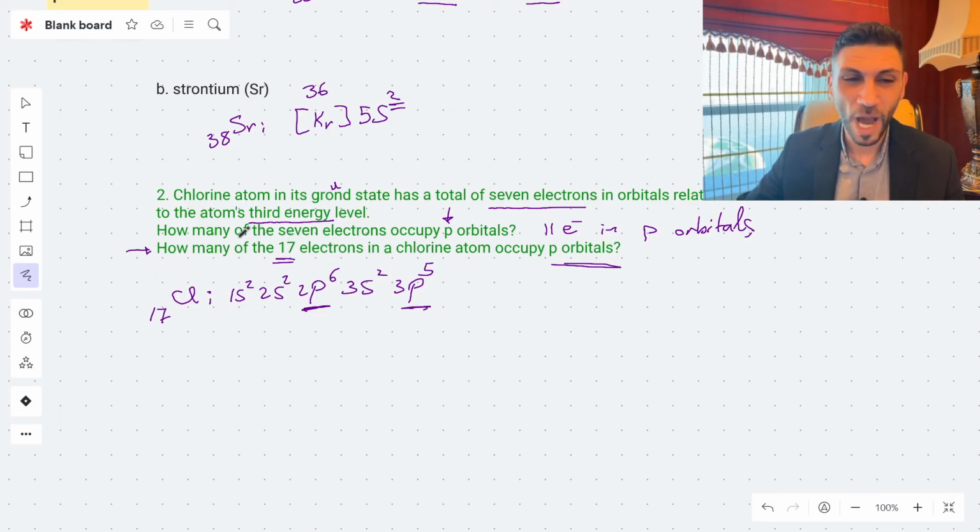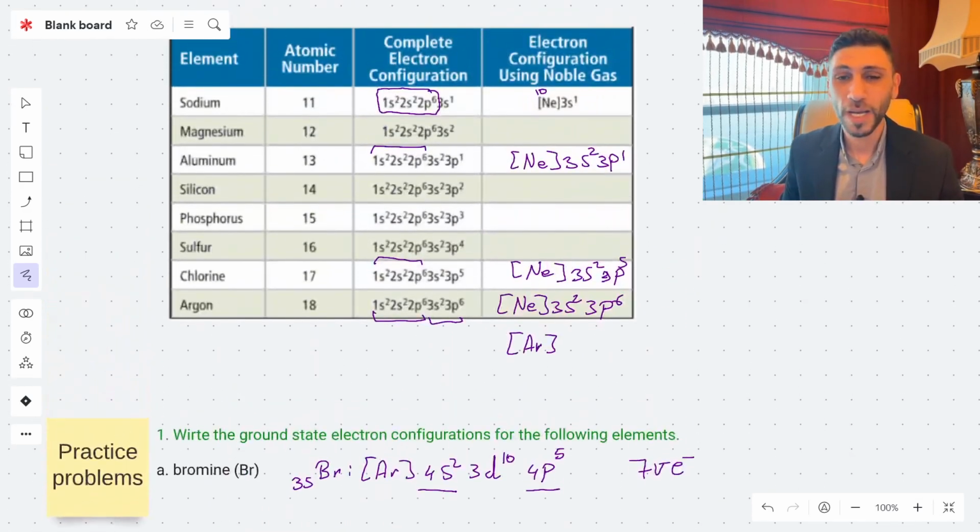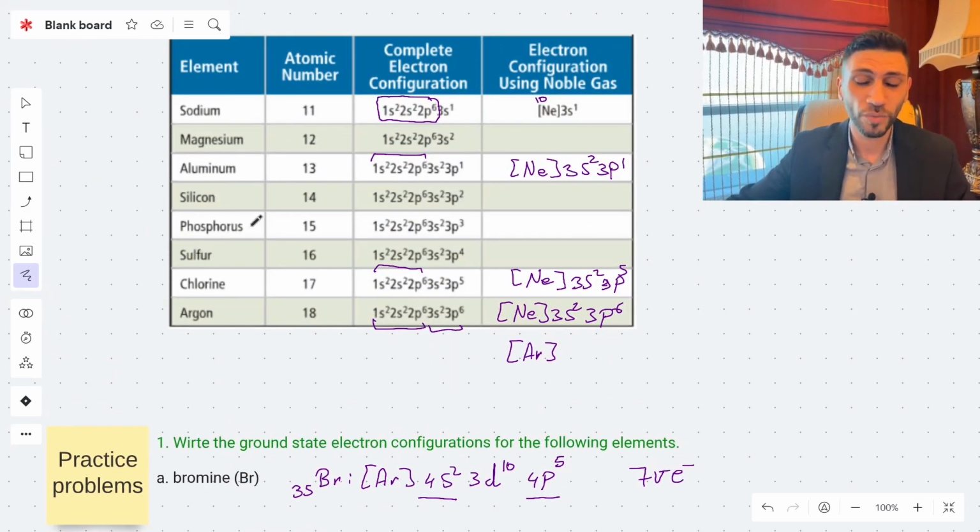But here, how many of the 7 electrons? The 7 electrons in the outer shell. So those are the 7 electrons, and we only have in the outer shell 5 electrons in 3p. So it's going to be 5 electrons here. And in the second one we have 11 electrons, because 5 and 6, 11 electrons. So the electron configuration is very simple. Using the noble gas notation is also very simple.